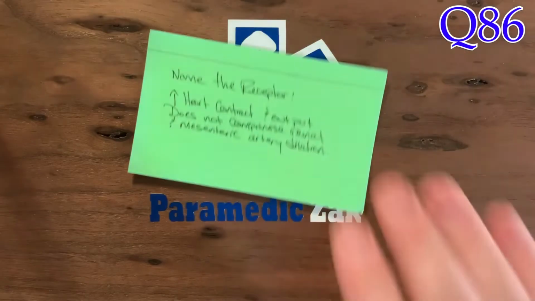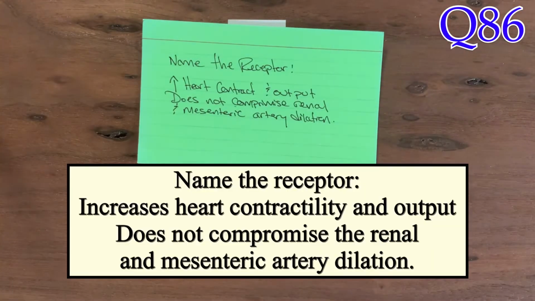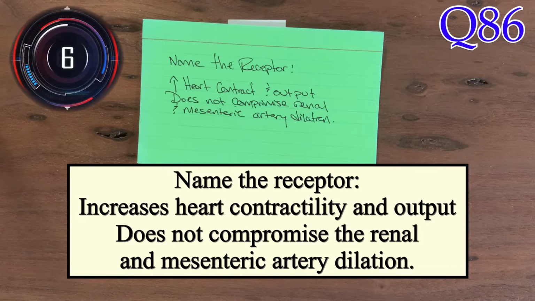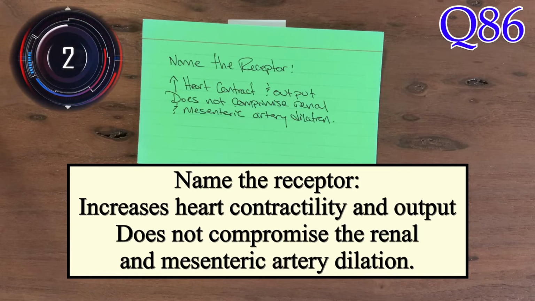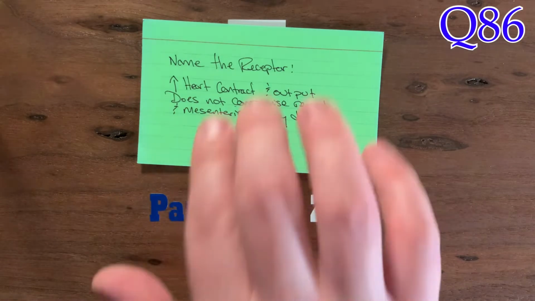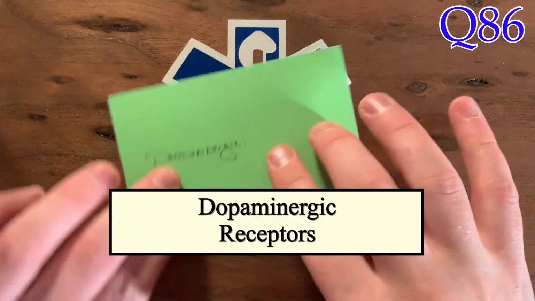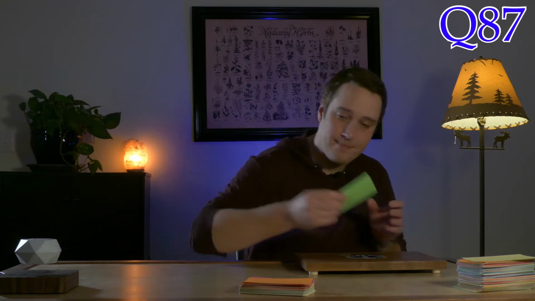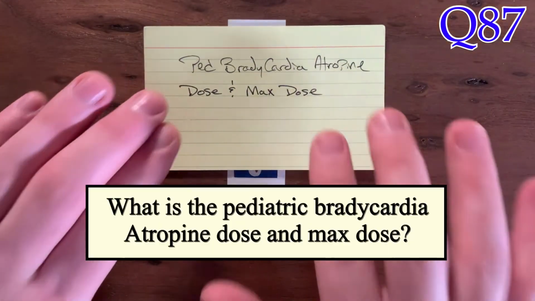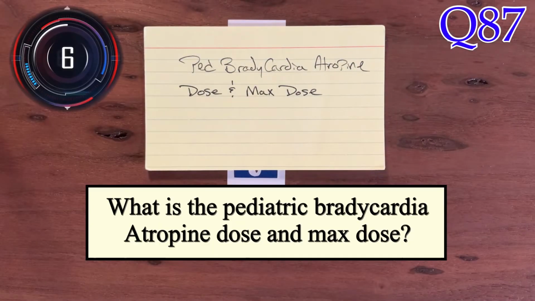Next question is 86. Name the receptor. It increases heart contractility and output and does not compromise the renal and mesenteric artery dilation. So this receptor is the dopaminergic receptors. Question 87. What is your pediatric bradycardia atropine dose and max dose?